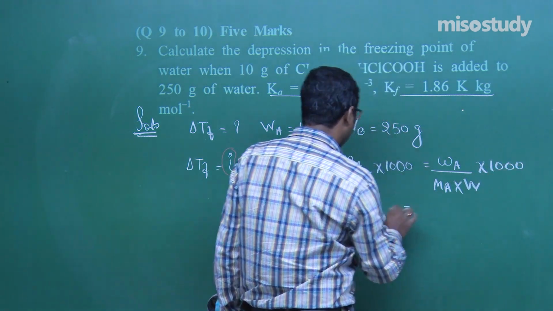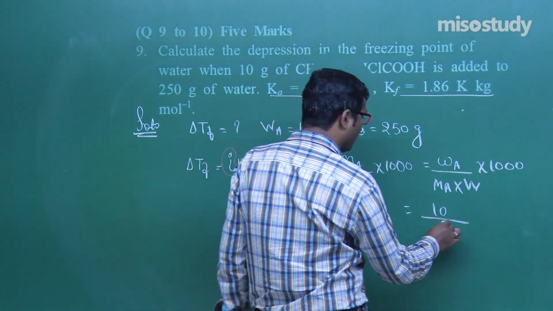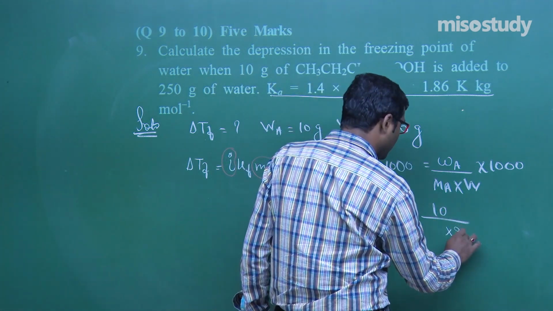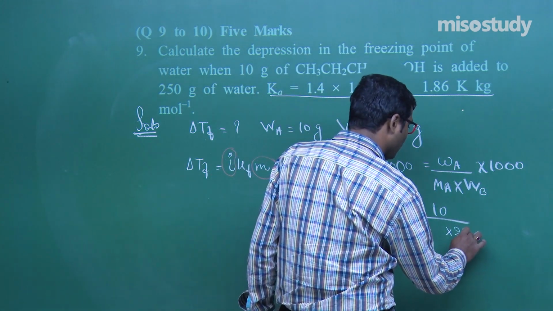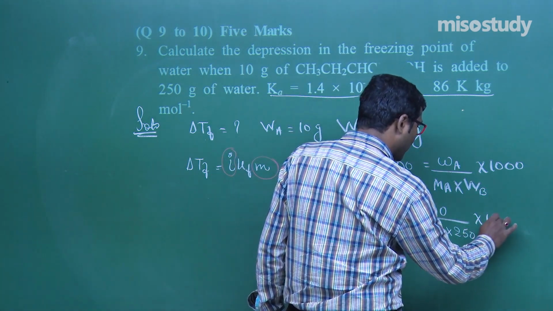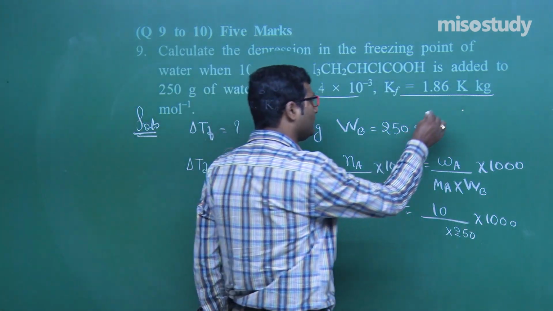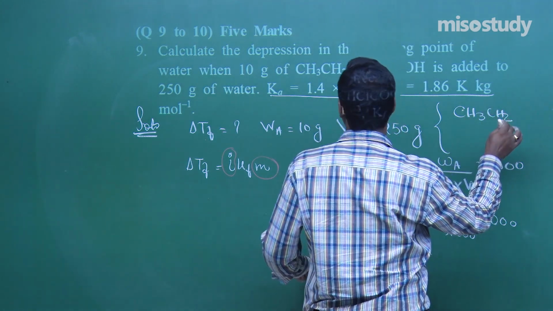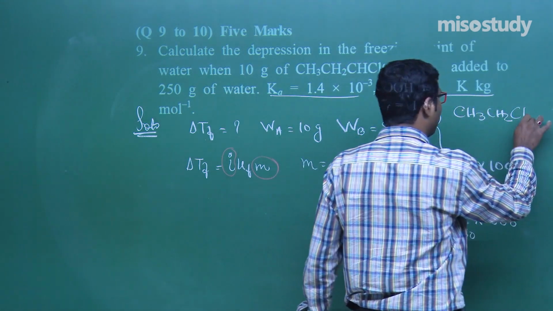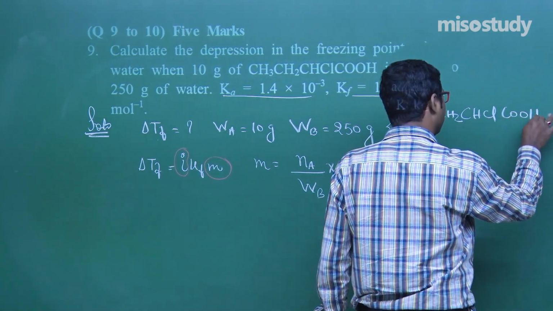Now WA is equal to 10. What is MA? We do not know, we will find it. What is WB? That is the weight of the solvent, 250, multiplied by 1000. Now what is the molar mass of CH3CH2CHClCOOH, my friend? What is the molar mass?